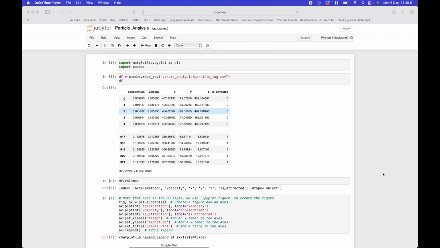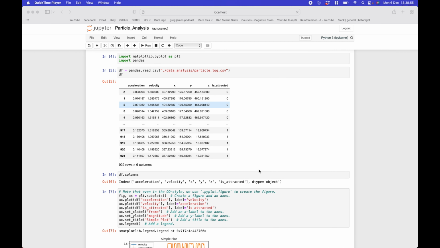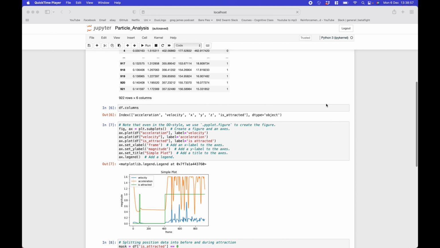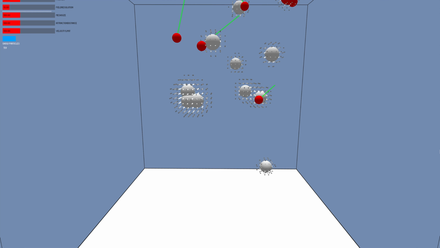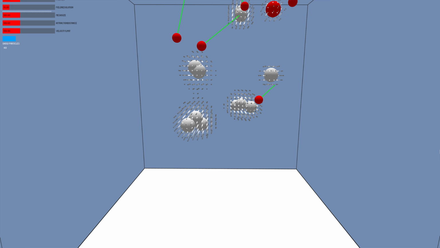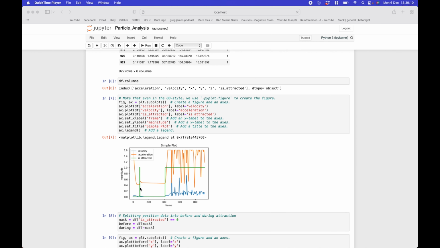Now if we jump back to the data that we recorded earlier for this red particle, we've laid it out in a Jupyter notebook. Here we've imported it as a CSV file, loaded it into a data frame with pandas, and then we can start displaying the data. So you can see how the acceleration starts off quite high as it exits the generator, and a little peak in its velocity. You see a slight attraction to another particle and a slight increase in acceleration.